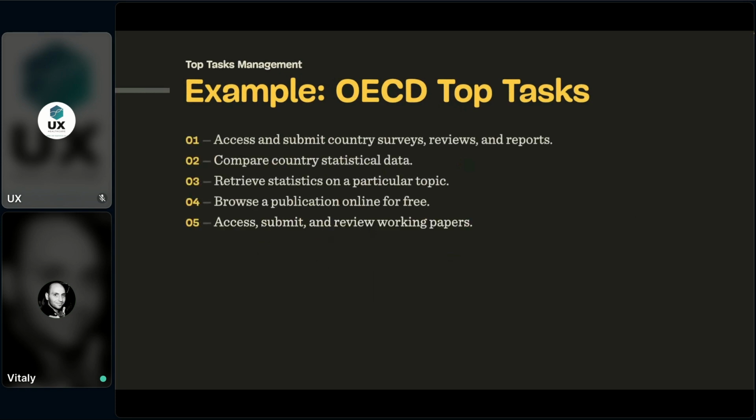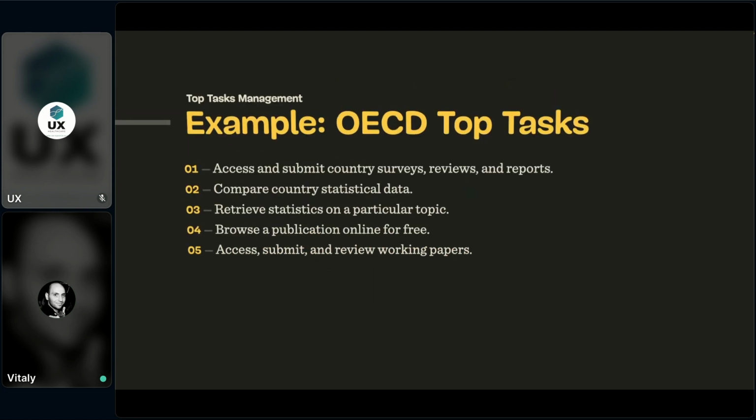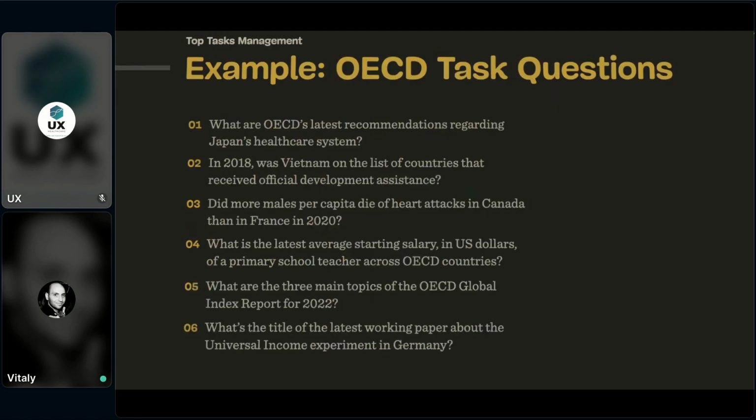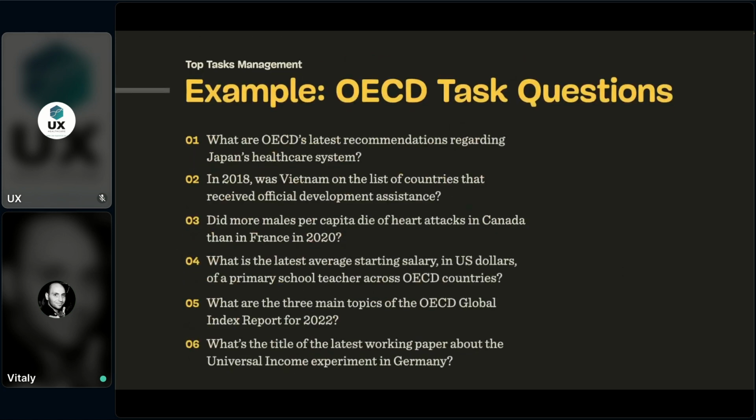We basically say, well, what do people do there in that environment? Well, they access and submit country surveys. They compare data. They retrieve statistics. They browse publications. They access and review working papers. That's what people do there, right? Well, let's figure out what would be representative tasks that they can do. And very simple, actually. Okay, here's the question. What are OECD's latest recommendations regarding Japan's healthcare system?